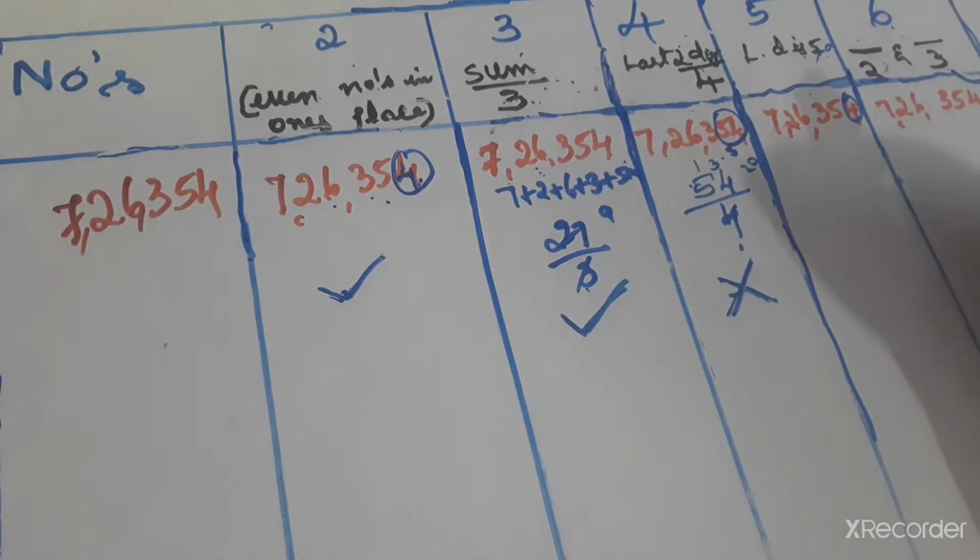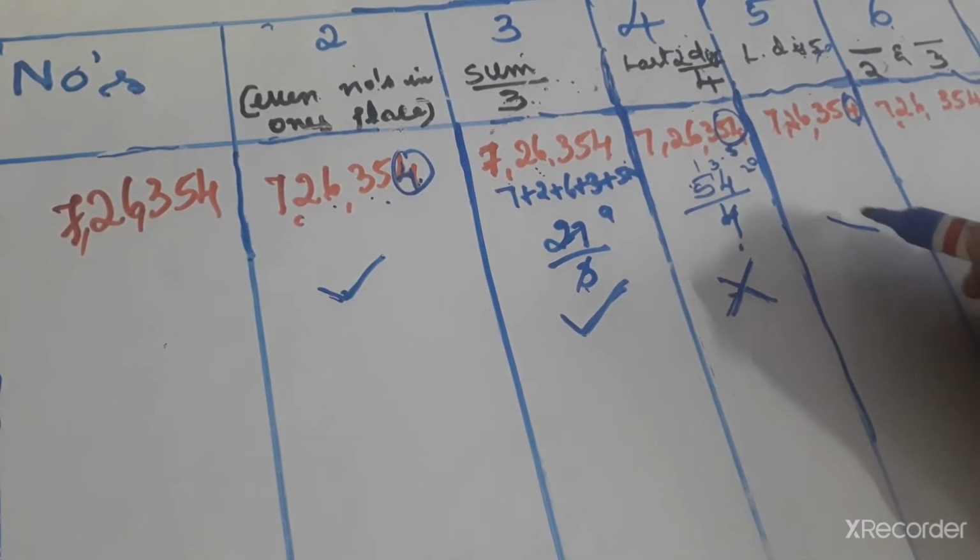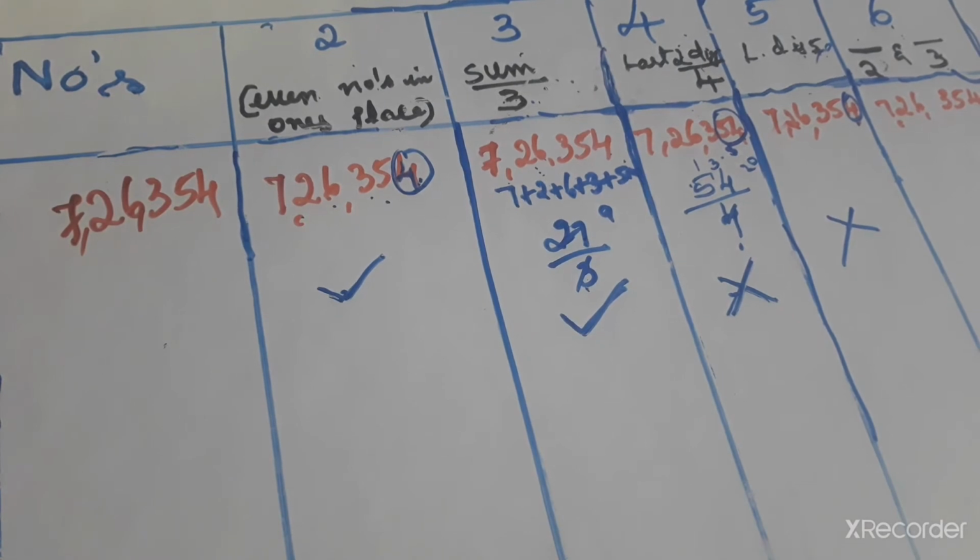The last digit in the ones place should be 5 or 0. So here in the ones place there is 4, so we can directly say this is not divisible by 5.